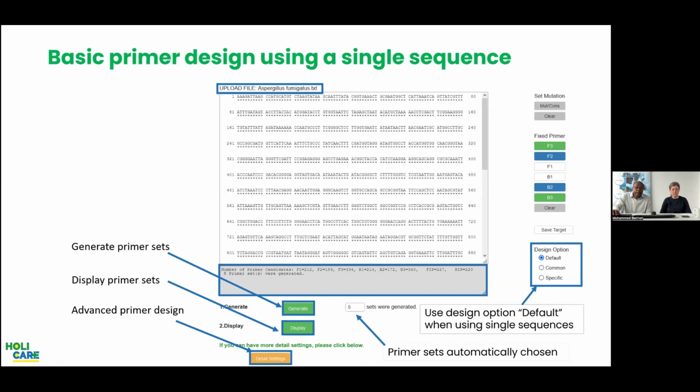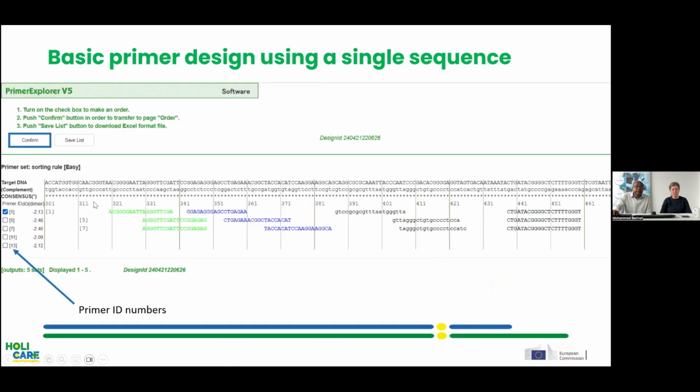But below this button, there is a detail setting button. This one is the one which you are going to click if you want to modify anything. In other words, if you want to do a little bit more advanced design or to have control yourself over the primer design, which I will show later. So now we press on display, and as soon as you do that, the software will jump into this screen. As you see, there is your sequence displayed, and also these 5 primer sets are displayed in the sequence.